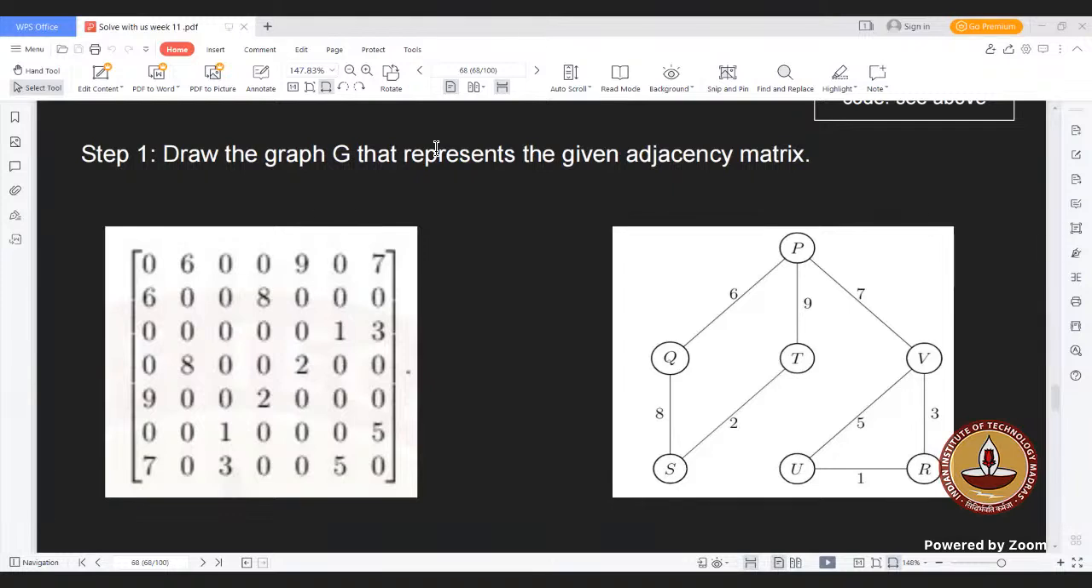So shall we discuss the solution? Yes, sir. Is anyone still solving? If you're solving, I can wait. So can we see the solution now?